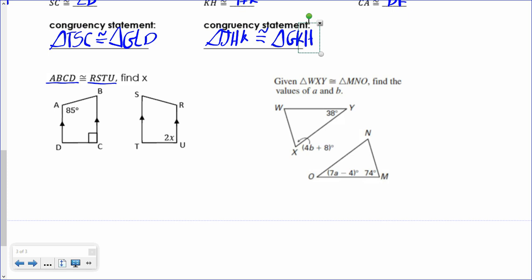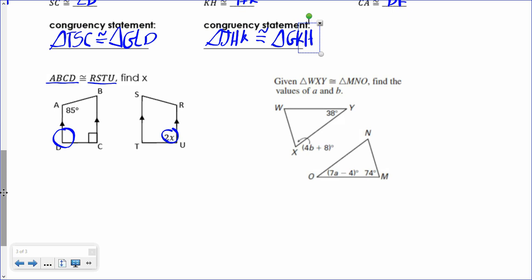This is particularly important when they give you a triangle that looks like it's been twisted a little, and you can't tell which sides are corresponding. The name will tell you, right? So x is right here. Which angle is that? U. So let's go to the name. Which angle in this triangle corresponds with U? G. That's this one right here.